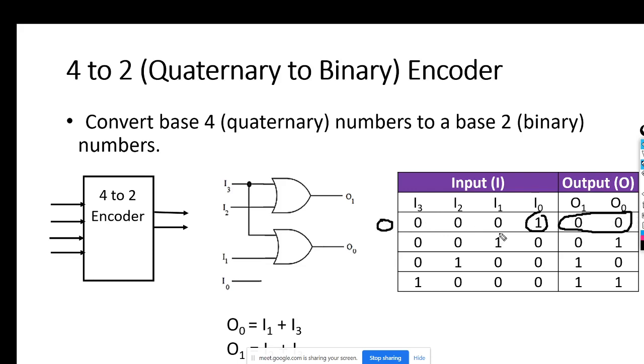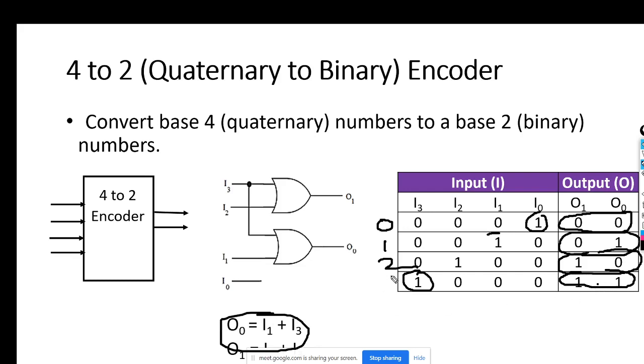When only I1 is 1 and all the others are 0, you have 0 1, which means 1. When I2 is 1 and all the others are 0, it is like your binary 2, because these are the ones and these are the 2's. When I3 is 1 and all the others are 0, it is 1 1. You get that by substituting into the formulas.